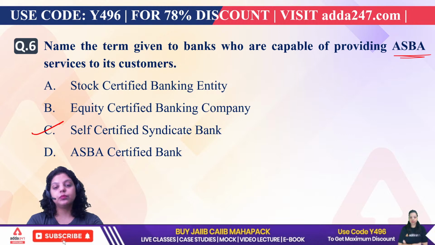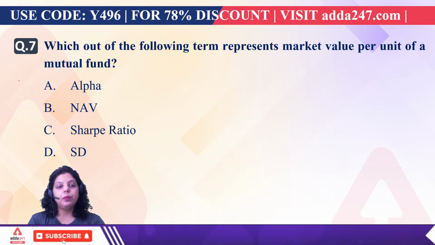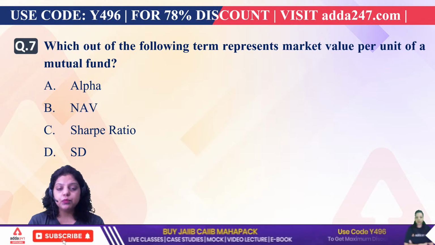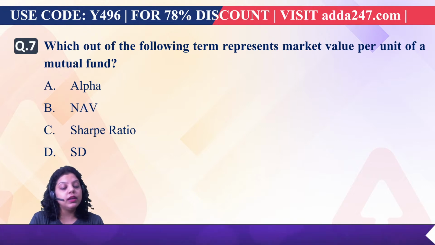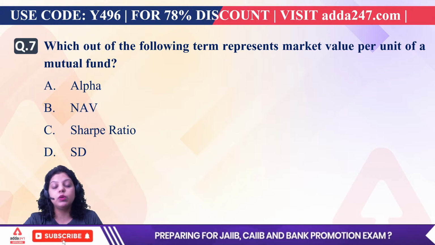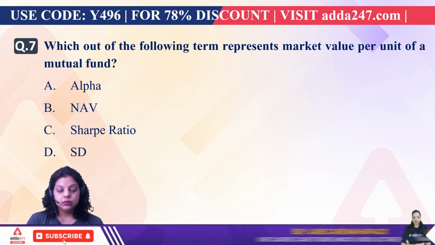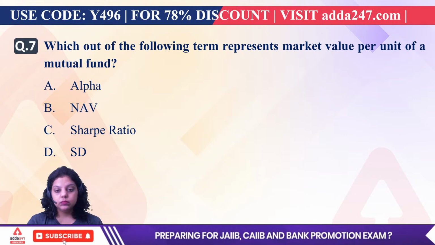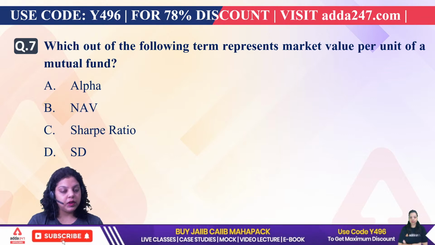Okay, next. Which out of the following terms represents the market value per unit of a mutual fund? When you want to know the value of a mutual fund, or which mutual fund is good for your investment, how can you analyze which mutual fund is going to give you better results or better returns? What will be the right answer? Alpha, NAV, Sharpe ratio, SD.